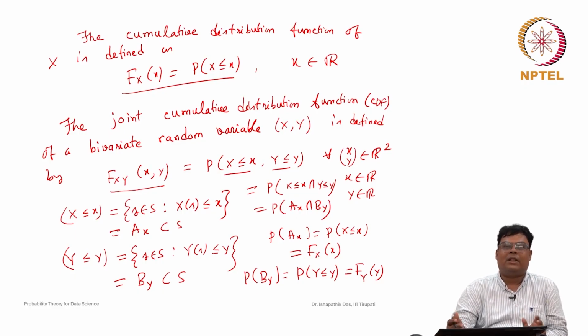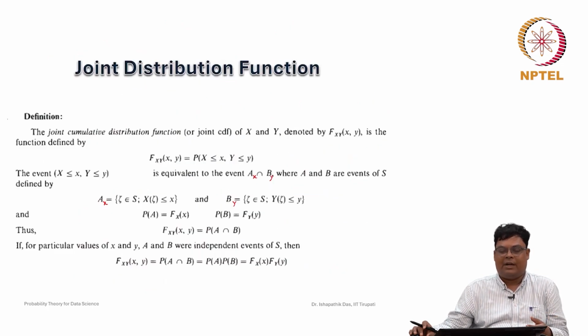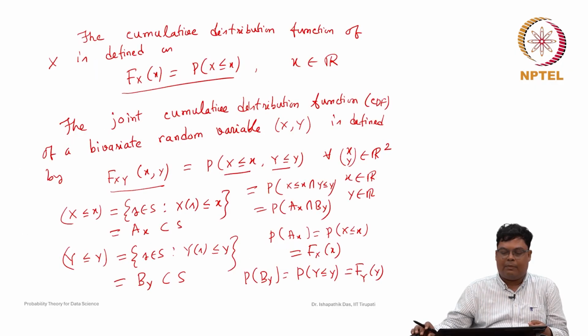it is a marginal distribution. It is just a name; it is usually called the marginal distribution function. So, P(A) is F_X(x), P(B) is F_Y(y), and F_XY(x, y) is nothing but P(A_x intersection B_y). This should depend upon x and y. So, for particular values of x and y, if A and B are independent events, then this will happen. Now we will discuss some important properties.